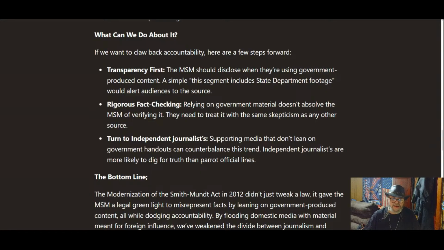Rigorous fact checking. Relying on government material doesn't absolve the MSM of verifying it. They need to treat it with the same skepticism as any other source. Turn to independent journalists. Supporting media that don't lean on government handouts can counterbalance this trend. Independent journalists are more likely to dig for truth than parrot official lines.